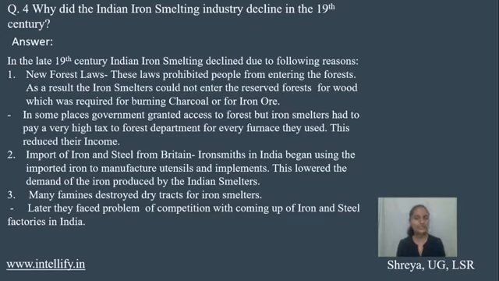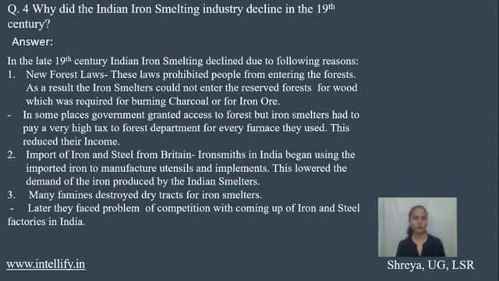Why did it decline? The very first reason was the new forest laws. These were the laws which prohibited the local people from entering the reserved forests. How did it impact the Indian iron smelting industry? After these laws, Indian smelters could not enter the reserved forest, so they could not have access to the wood and to the iron ore.